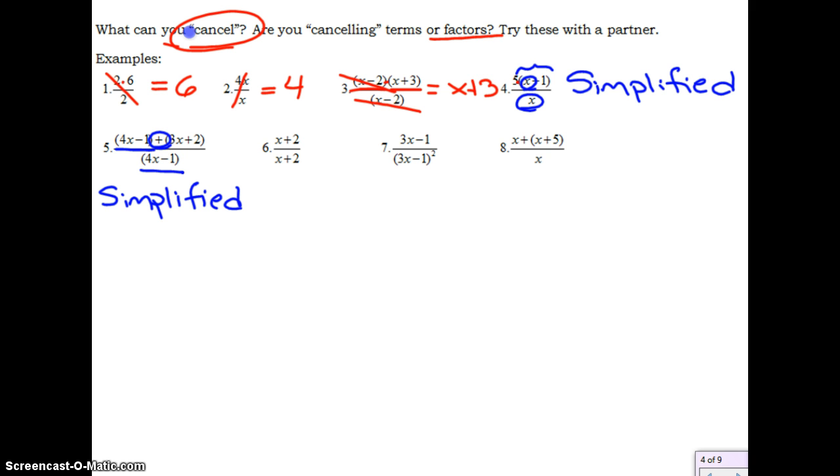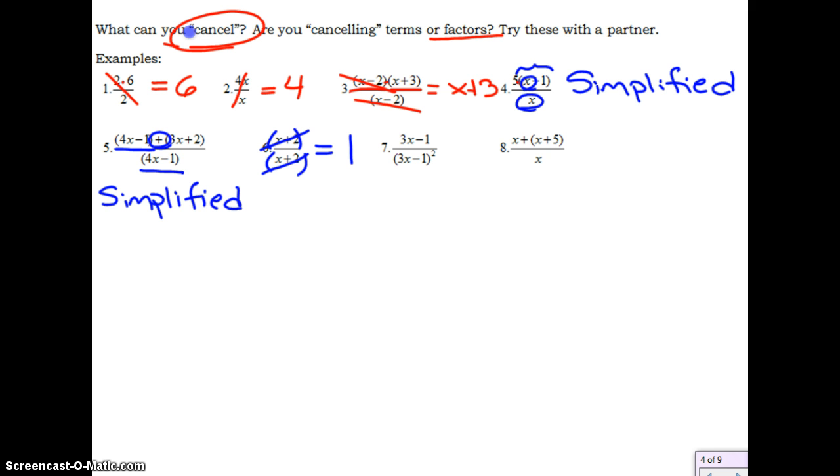In number 6, I have x plus 2 divided by x plus 2. The entire term is by itself in the numerator and in the denominator. Since that is the only thing in the numerator or denominator, and they're both the same, I can cancel them and I can treat them as factors. So x plus 2 can cancel, and any number divided by itself is 1. So x plus 2 divided by x plus 2 is just 1.